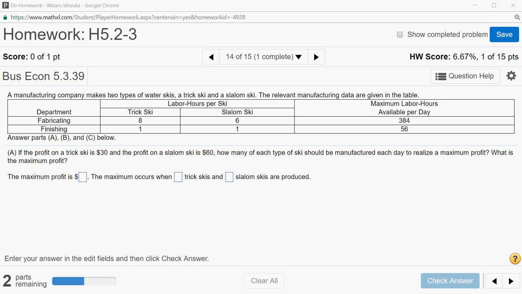All right, let's look at homework 5.2, 5.3, problem number 14. Let's look at this trick ski and slalom ski problem. First thing we need to do is come up with the profit function. A trick ski gives us a $30 profit, and a slalom ski gives us $60 profit. So let's write down the profit function first.